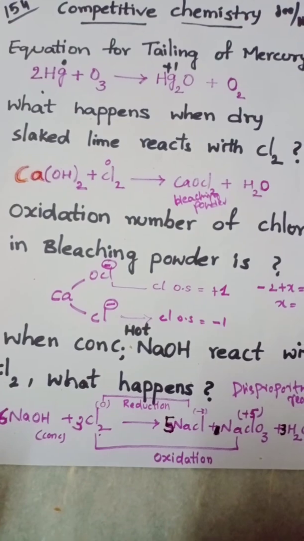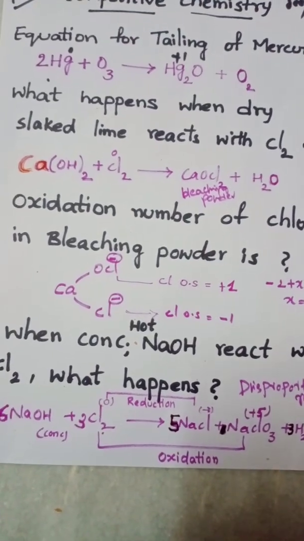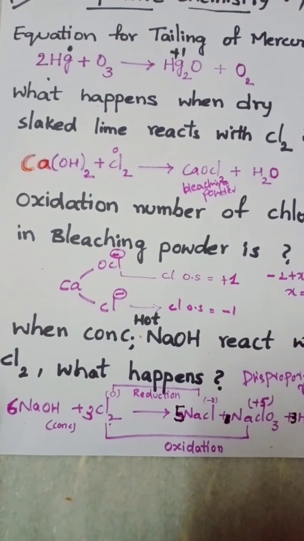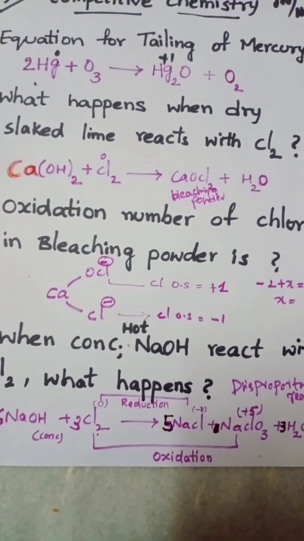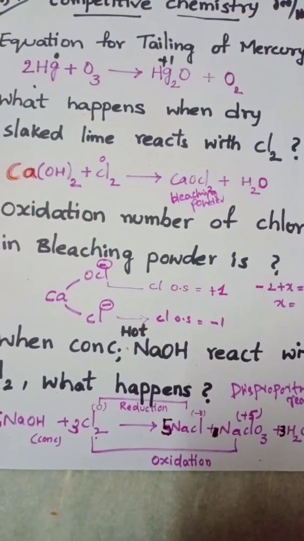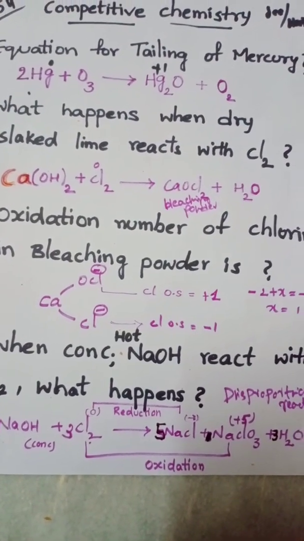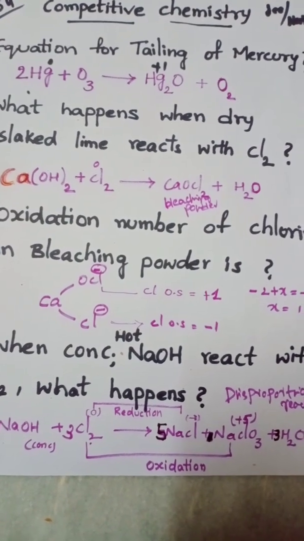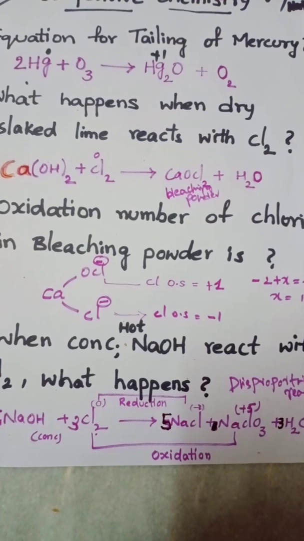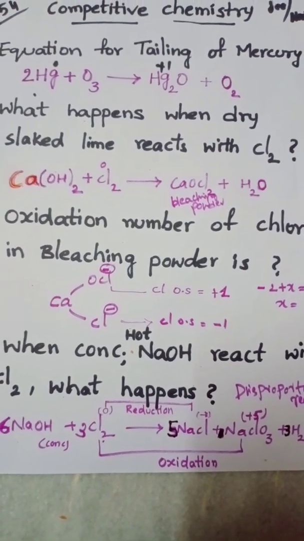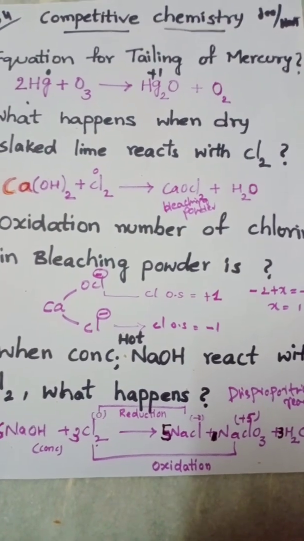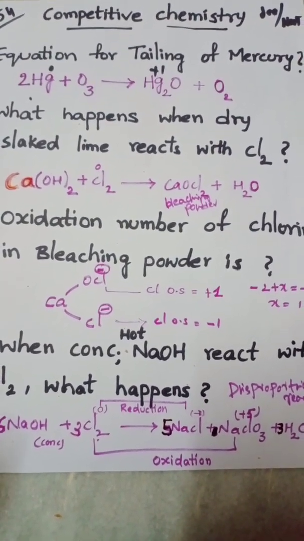Number 2, what happens when dry slaked lime reacts with chlorine? You know, dry slaked lime is nothing but calcium hydroxide. It reacts with chlorine, and we get bleaching powder, CaOCl2, calcium oxychloride, calcium chlorohypochlorite, we can write CaOCl-Cl, bleaching powder, CaOCl2.